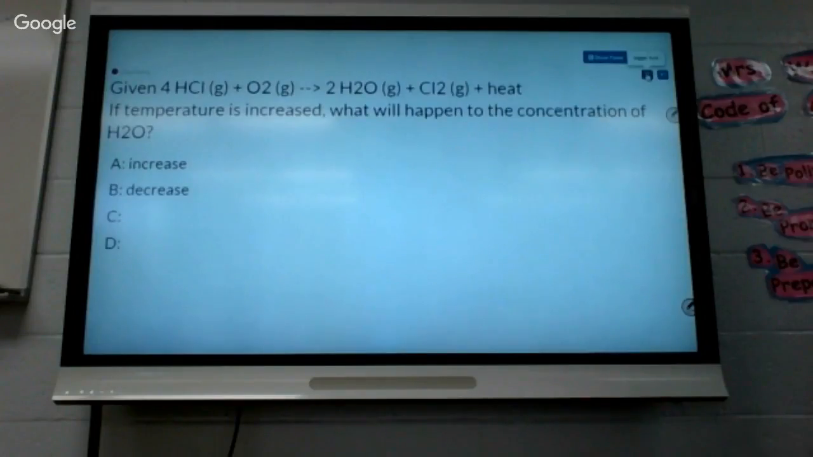All right, if temperature is increased, what will happen to the concentration of water? Temperature is increased. What will happen to the concentration of water?